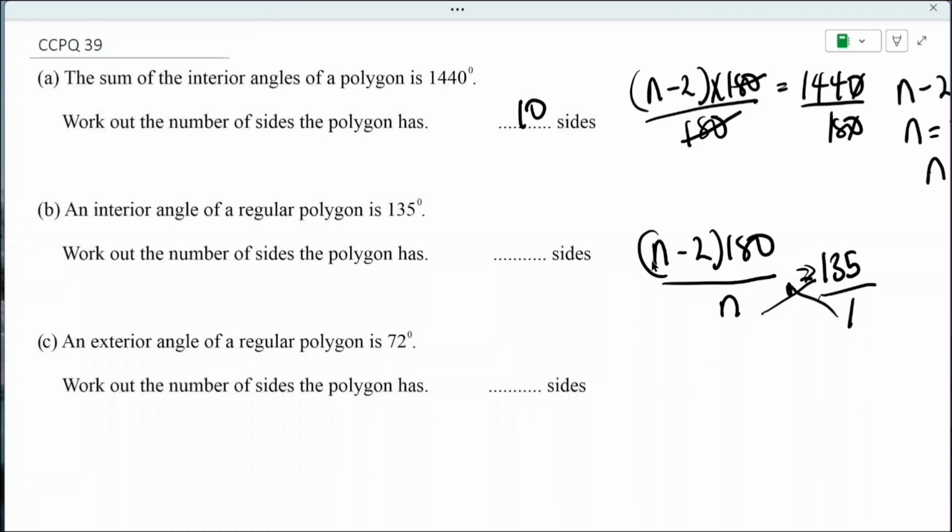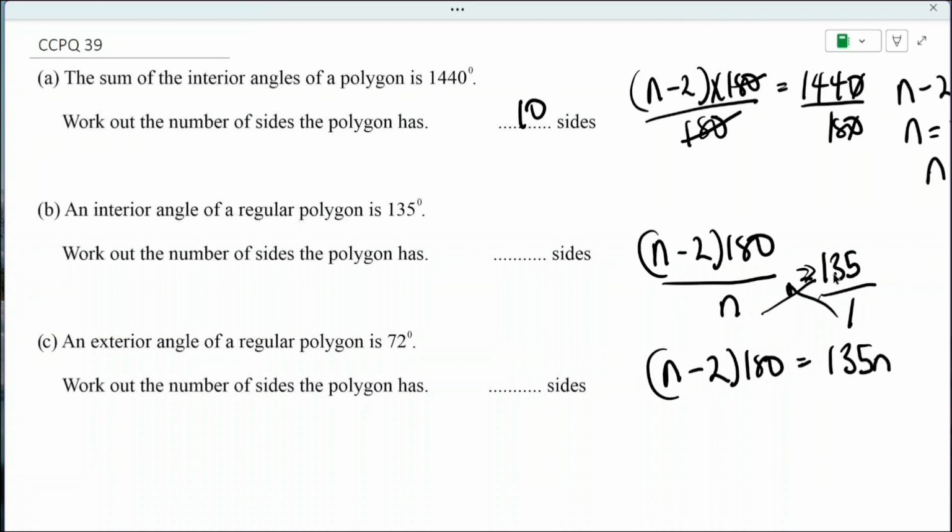You have 1 times (n minus 2) in brackets times 180. Anything times 1 is that same thing. 50 times 1 is 50, 100 times 1 is 100, 5 times 1 is 5. So any value times 1 is still that same value. So you have this as (n minus 2) in brackets 180 equals, on the other side you have n times 135, that will give you 135n. It's just simply algebra.